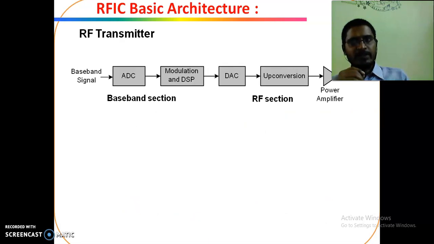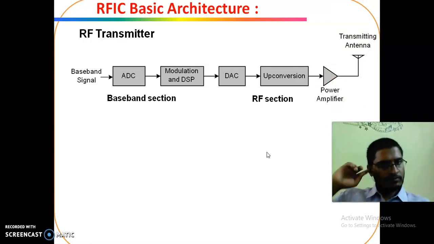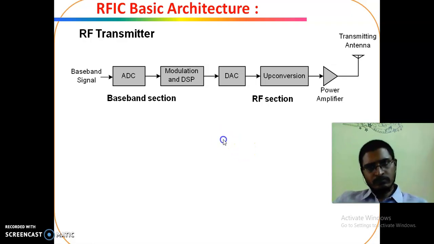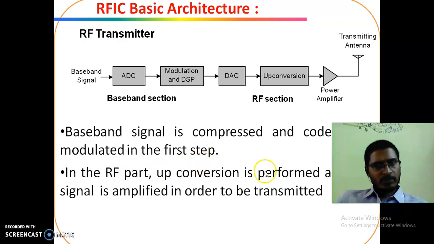Next, the RF transmitter section: baseband signal, digital to analog conversion, up conversion, then the power amplifier. This is the transmitting antenna. The baseband signal is compressed, coded and modulated in the first step. In the RF port, up conversion is performed and the signal is amplified in order to be transmitted.